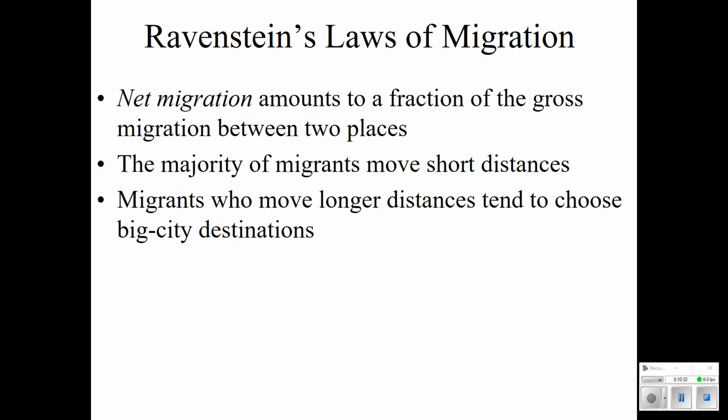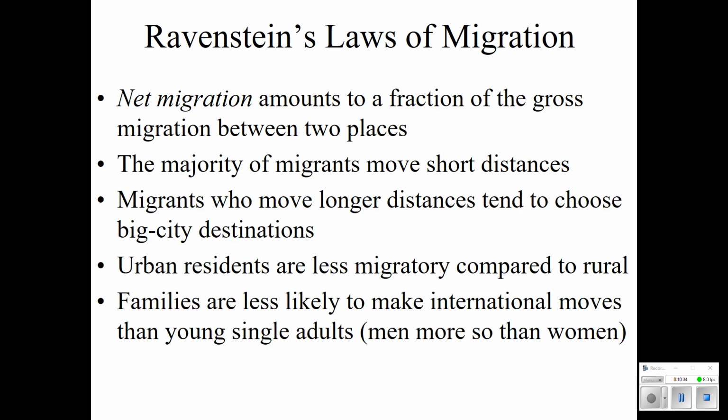Ravenstein was a geographer that talked about migration rules, and here are several of the bigger ones. The idea that net migration is a fraction of the gross migration between two places. So for every move, there's going to be some number of people who go back the other direction. That could even be people who are deported and sent back home. Or it could be people who get to a new destination and then there's a family illness that forces them back. Or they run out of money. Or they find out that they didn't like it as much as they thought they would.